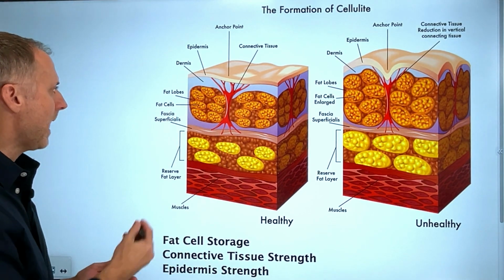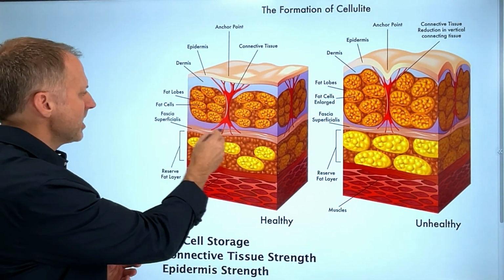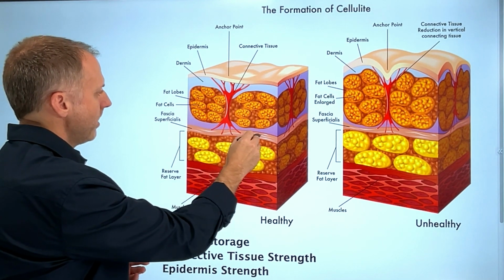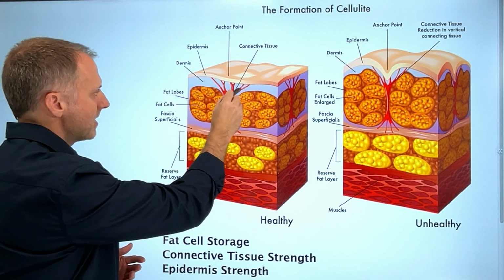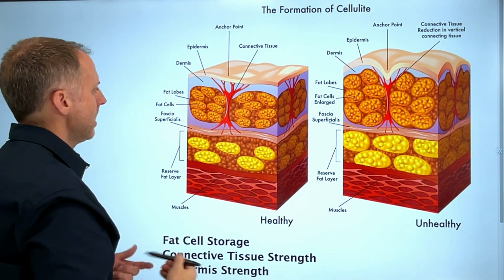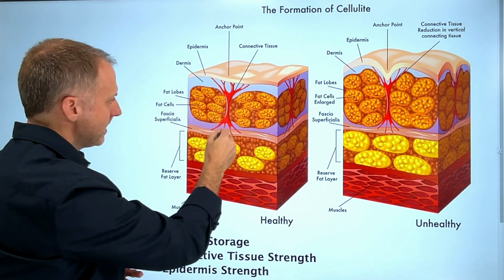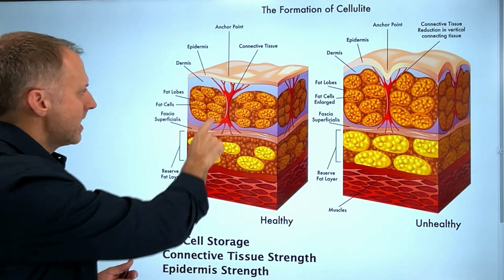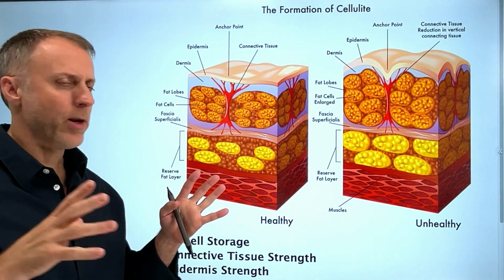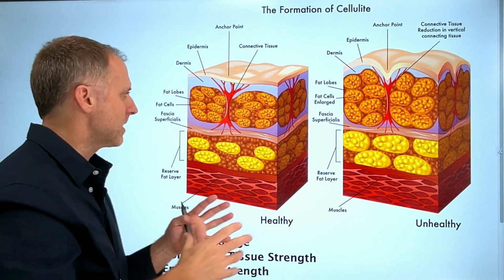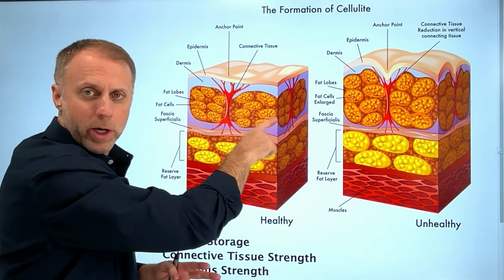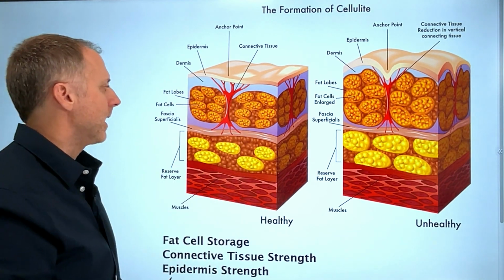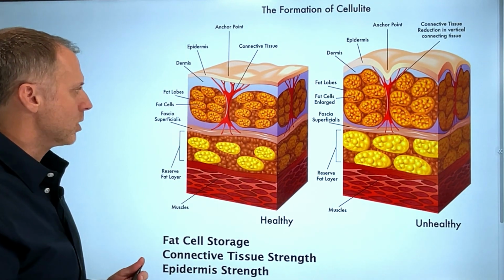So what we're looking at here is the fascia, and this is underneath the structure of the skin. And then up here we see the epidermis, and then this layer here is the dermis. And then what we're looking at here is this connective tissue. And this connective tissue is what holds everything in place. It's basically the structure of this whole skin organism that is holding it in place. So this is an important factor of what's going on.